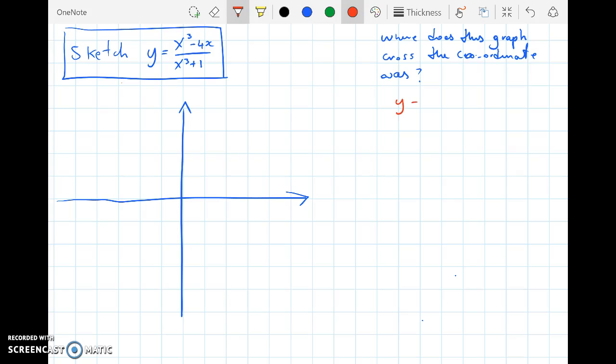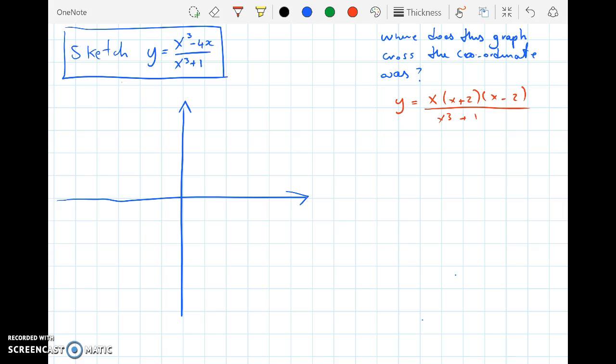Let's do that. So y equals x bracket x minus 2, x plus 2, over x cubed plus 1. Now we can see immediately that the graph crosses at 2, minus 2, and it goes through the origin. It doesn't cross the y-axis apart from at the origin. So that's the first thing. We've basically done that. Next most obvious thing to look for is the vertical asymptotes.